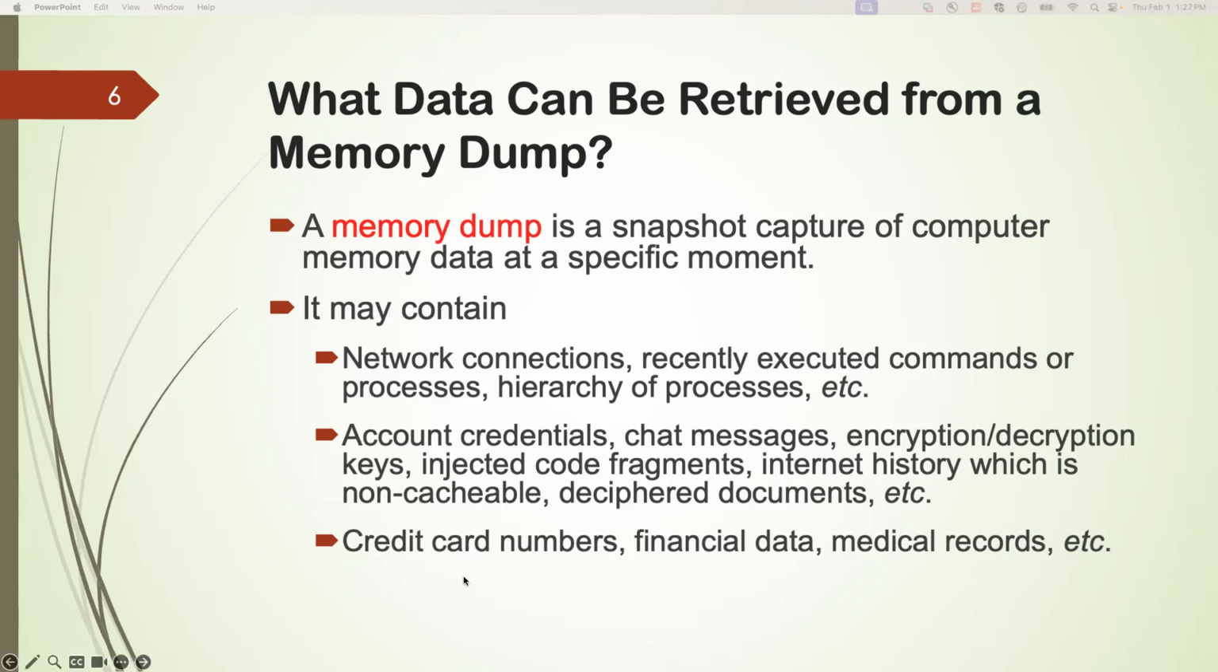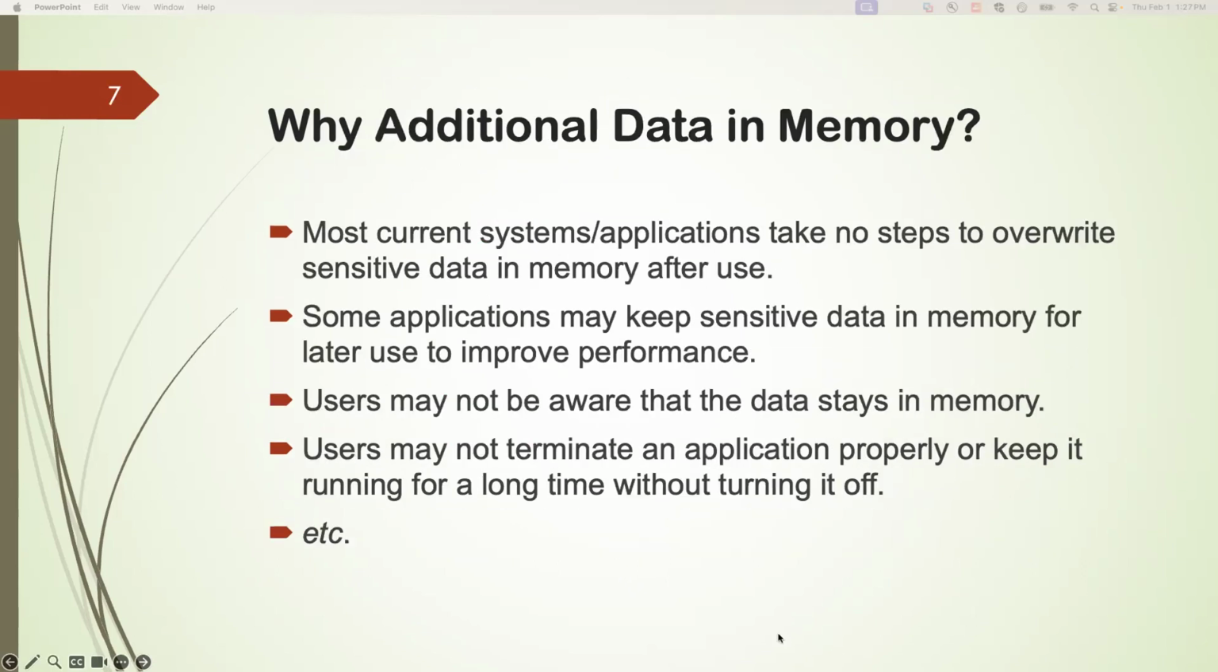Similarly, you can also find credit card numbers, financial data, and medical records in RAM if any application uses them and is running while the memory was captured. Now, a question might come to your mind: why is all this data inside the RAM? Why not the hard drive? Because we have a lot of space on the hard drive. Why don't all these processes store this information on the hard drive?